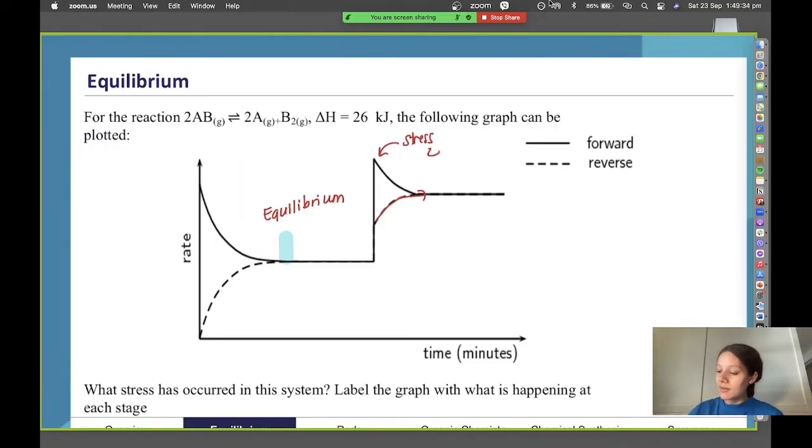We can have a few options, actually. We've added AB. So we've actually increased the concentration. It's going to increase the rate of the forward reaction.